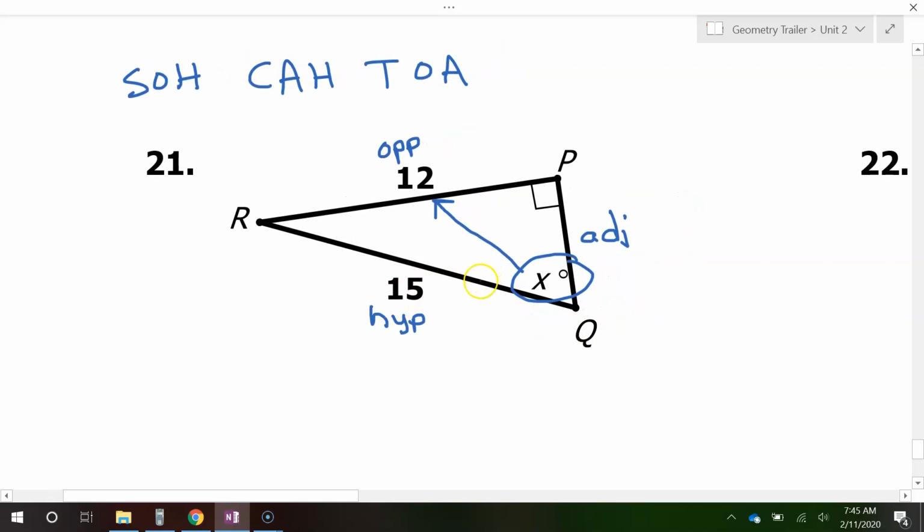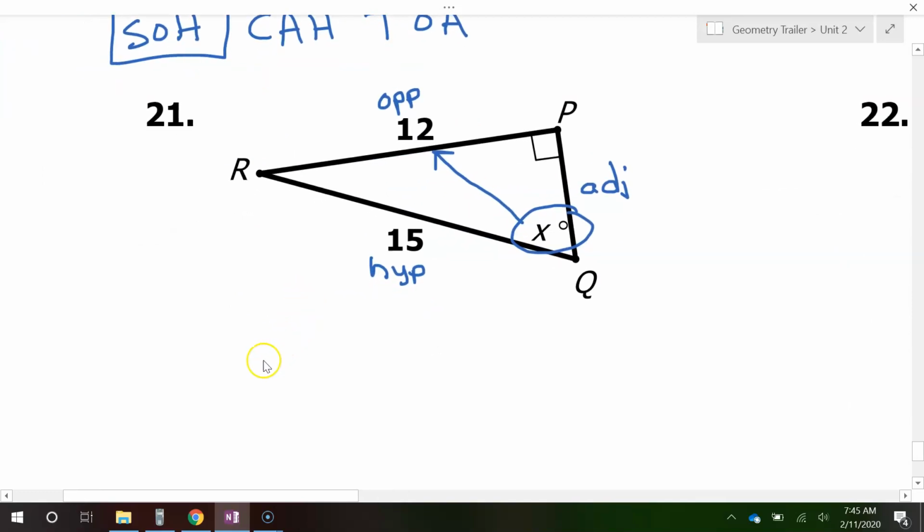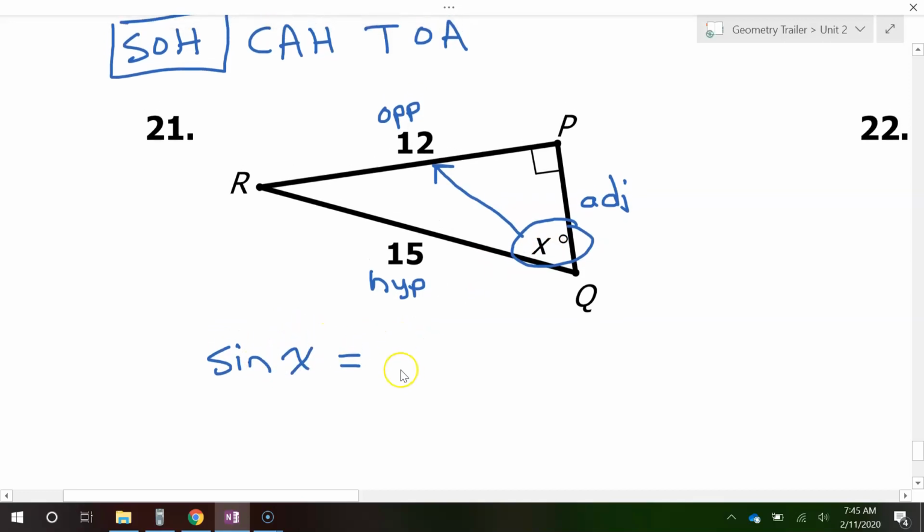So, which two sides are we actually dealing with? Well, we've got the 15 and the 12. That's opposite and hypotenuse. Which trig function involves opposite and hypotenuse? That's going to be the sine function. So let's write down sine of the angle, even if it is a variable. And so sine is opposite over hypotenuse, so that is 12 over 15.